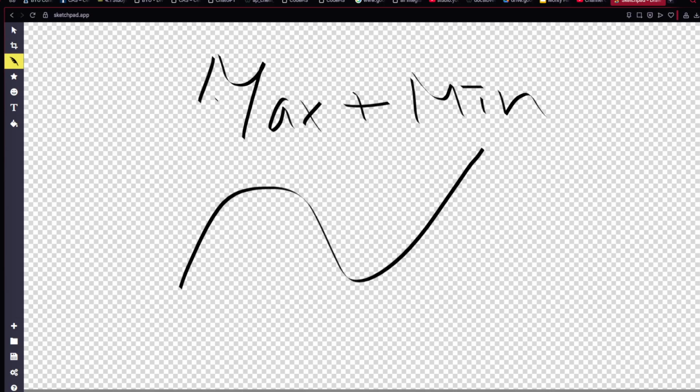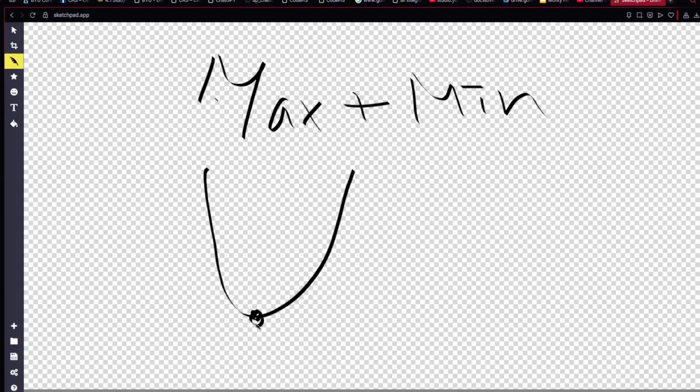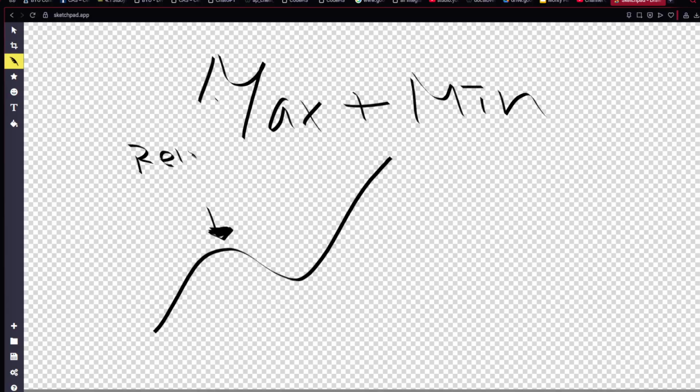So the difference is if you have a parabola like this, you can say that this is the absolute minimum because there's no point that is smaller than this point right here. So what happens if you have a cubic function like this? Well, these points right here are what we call the relative minimum, or relative maxima and relative minima.